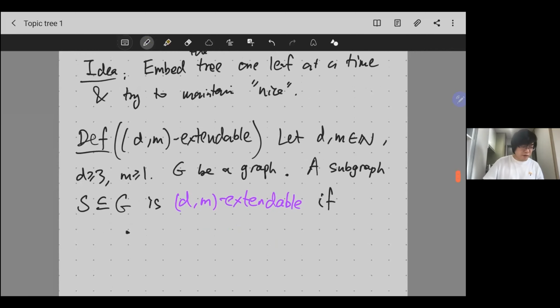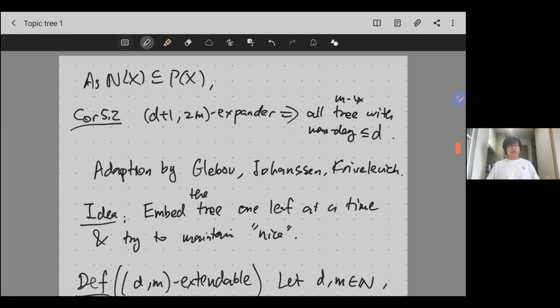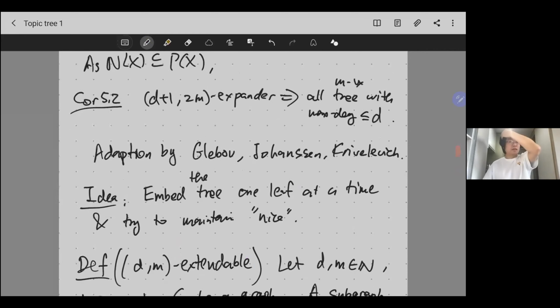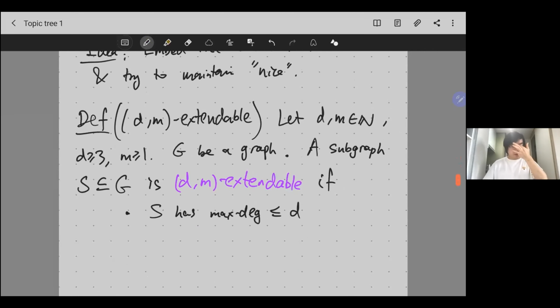The first one is fairly easy. S has maximum degree at most d, same as the tree. Recall that we're embedding a tree with maximum degree at most d. So this is okay. This partial embedding also has bounded degree.